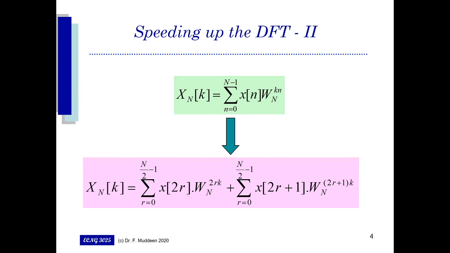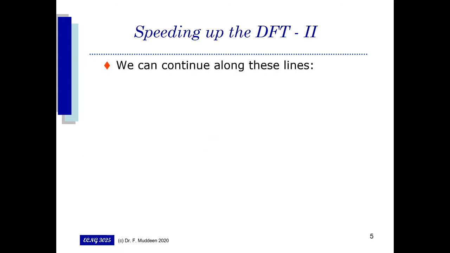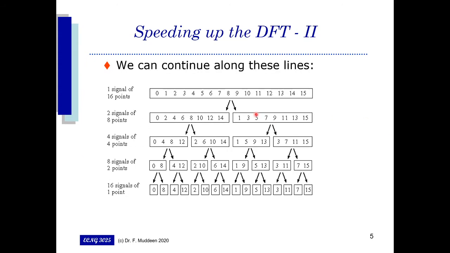We can continue along these lines, splitting at each one of these levels. We move from one signal of 16 points to two signals of 8 points, then 4 signals of 4 points, 8 signals of 2 points, and 16 signals of 1 point.